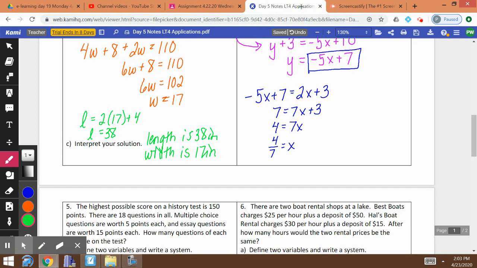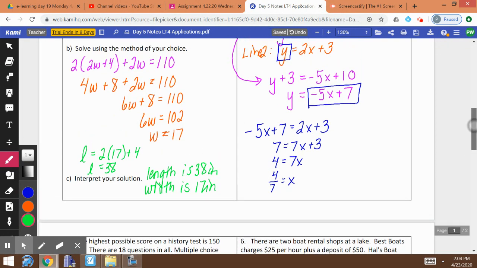Substitute it back in to find the y coordinate. Now, does it matter which one I plug it into? No, I might choose the 2x plus 3 just because the numbers are a little smaller. But again, it really doesn't matter.